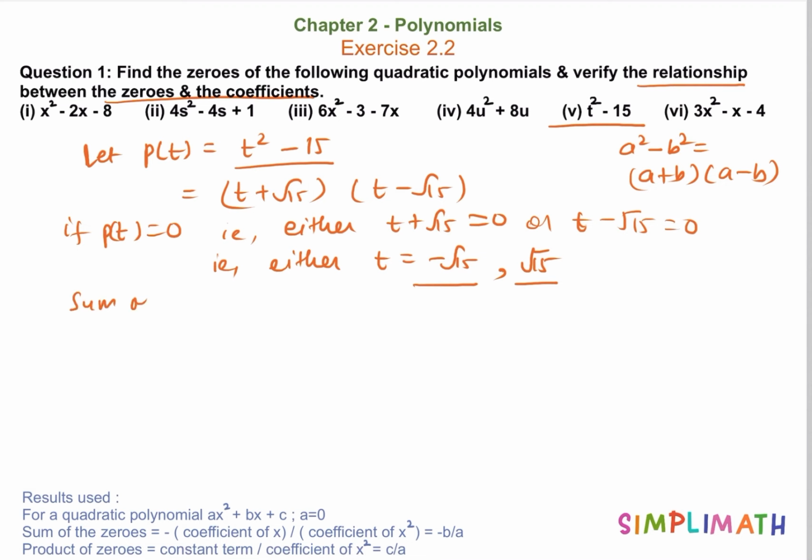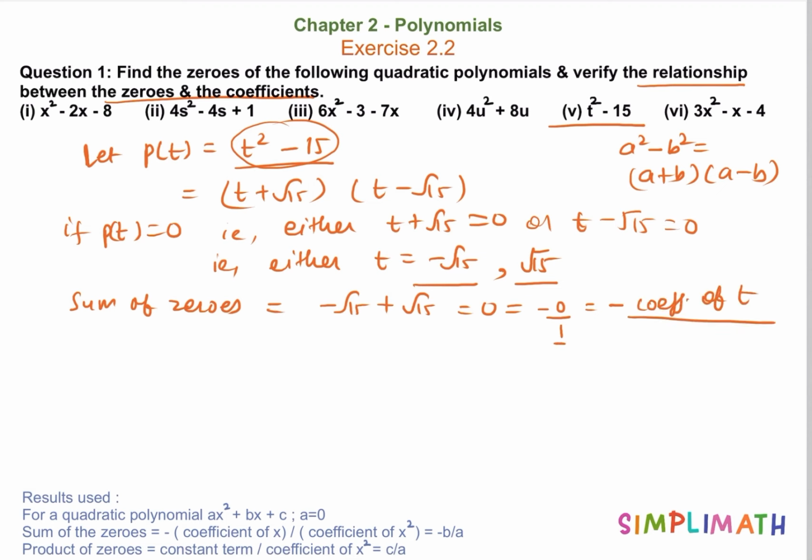Okay, now the sum of zeros is equals to minus root 15 plus root 15, which is equal to 0. I can write this as minus of 0 by 1. So I know that the coefficient of t in this polynomial is 0. So I can say this as minus of coefficient of t upon what is 1 here? Coefficient of t square, right?